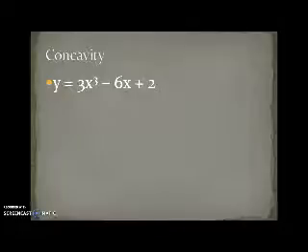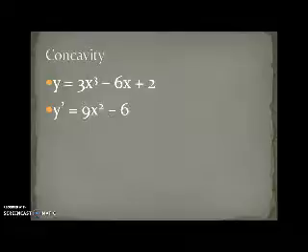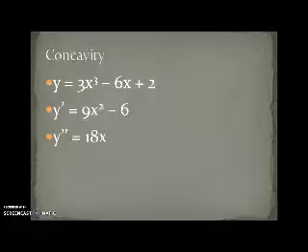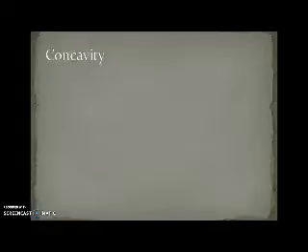So for us to be able to get the concavity, we have to get the y double prime. But in getting the y double prime, of course, obviously we have to get the y prime first. So we just have to get the derivative of each term, and the derivative of 3x cubed is 9x squared minus the derivative of 6x, which is 6, and since the derivative of 2 is 0, we won't include that anymore. And in getting the y double prime, we just have to get the derivative of each term again. So the derivative of 9x squared is equal to 18x, and since 6's derivative is 0, we won't include that anymore. And we should not forget that according to the given, x is equal to negative 1.